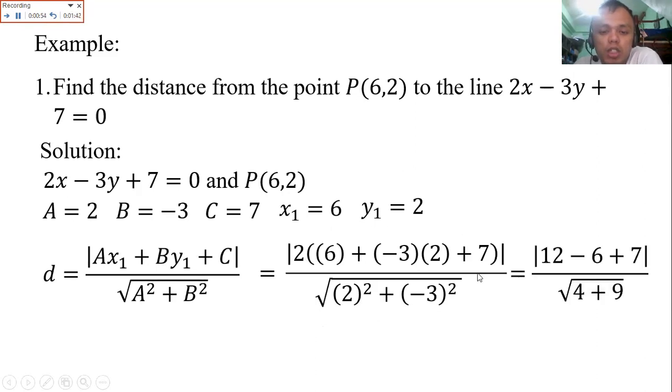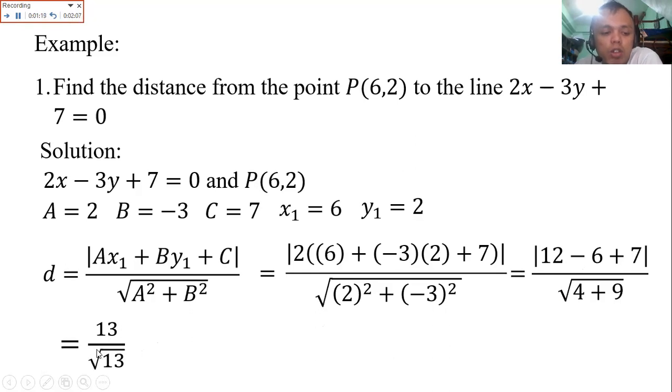2 times 6, that is 12. Negative 3 times 2 is negative 6 plus 7 over by 2 squared is 4. Negative 3 squared is 9. Again, 12 minus 6 plus 7, that is 13. Absolute value, automatic positive lagi yan kahit maging negative yung result. Then 4 plus 9 is 13. So you have 13 over by the square root of 13.